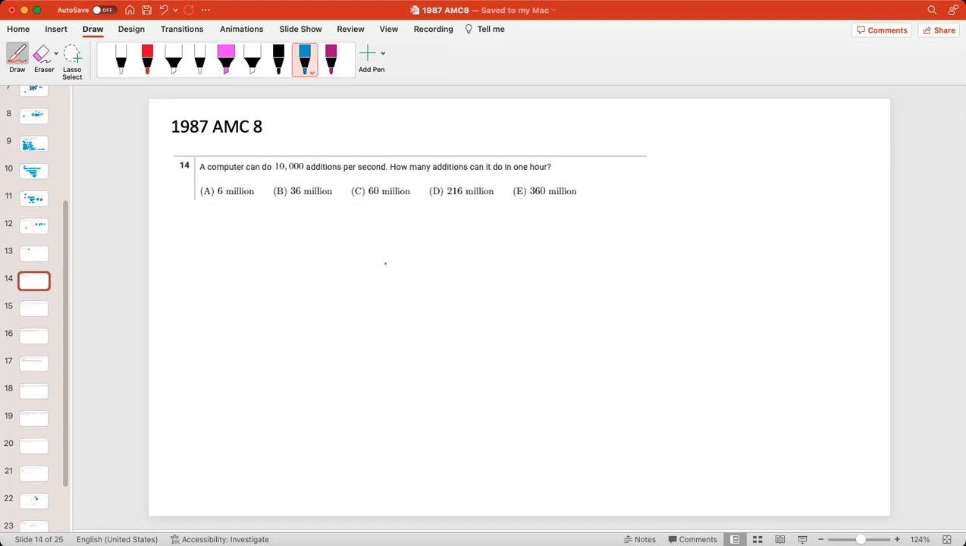Going to the next question. A computer can do 10,000 additions per second. How many additions can it do in an hour? So first we have to just find how many seconds in an hour. So that is quite simple. 1 hour will have 3600 seconds, right? That times 10,000. So that's 36 followed by 6 zeros, which is nothing but 36 million.